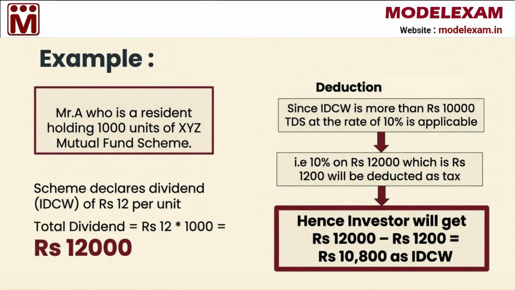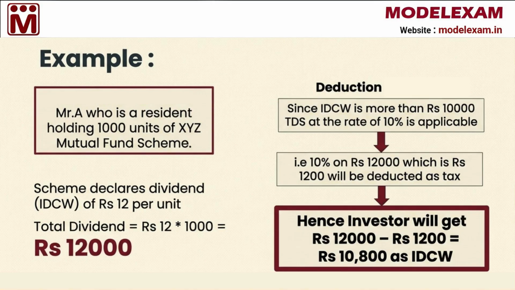Carrying forward the same example, let us now change the numbers slightly to see when TDS kicks in. Mr. A is again a resident Indian holding 1000 units of the XYZ mutual fund scheme. This time, the scheme declares an IDCW of 12 rupees per unit. So the total dividend becomes 12 rupees multiplied by 1000 units, which equals 12,000 rupees. Now, since this amount of 12,000 rupees is more than the 10,000 rupees threshold, TDS at the rate of 10% becomes applicable.